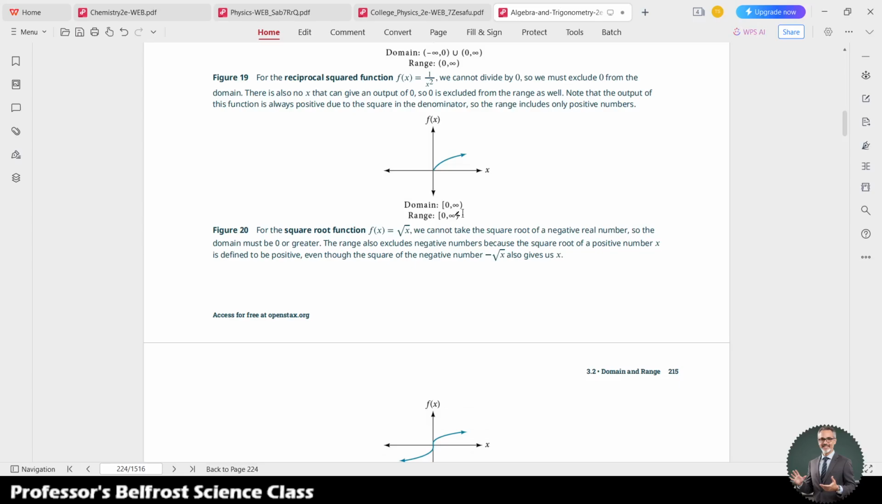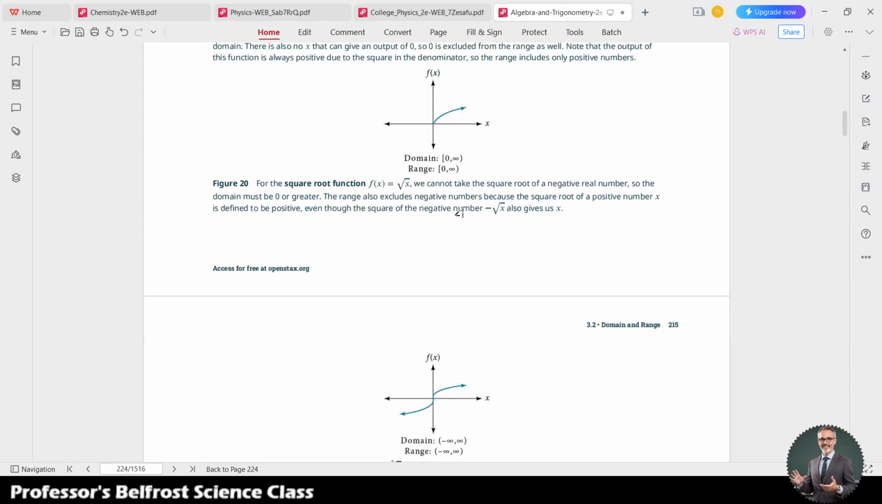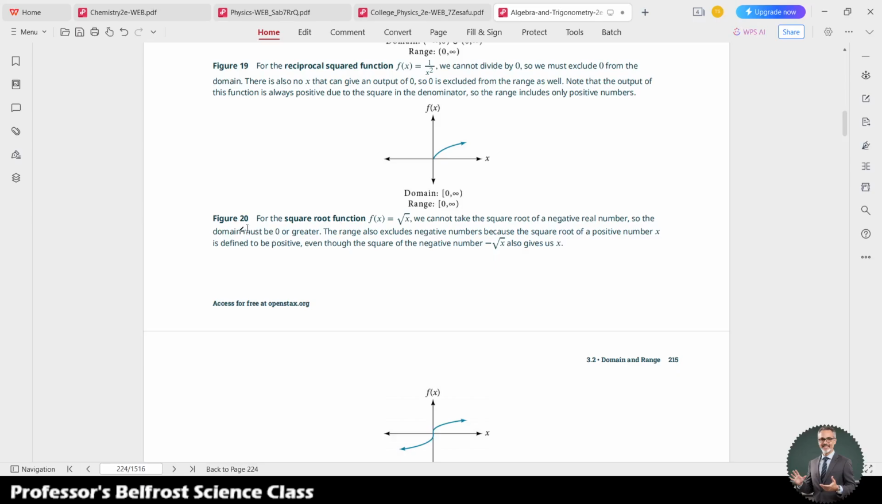Okay, so next, figure 20 actually is kind of awful, the arrangement, I really don't like this. The next one is the square root function, f(x) equals square root of x, where we cannot take the square root of a negative. This is very important, so pay attention. We cannot take the square root of a negative real number, so the domain must be 0 or greater. And because the minimum value of the square root of 0 is 0, the range's minimum value is 0, and it goes to infinity.